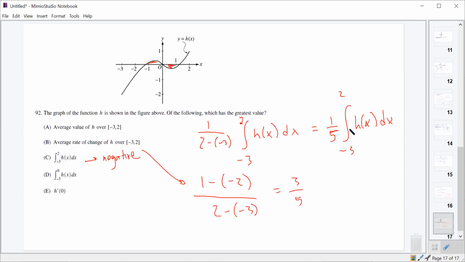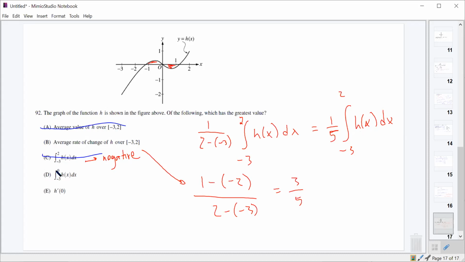And so let's revisit part A. If we have a negative, and then we have 1/5 of a negative, those are both going to be less than 3/5, which is positive. Do you all agree with that? Great. So that means we can immediately eliminate choices A and C.